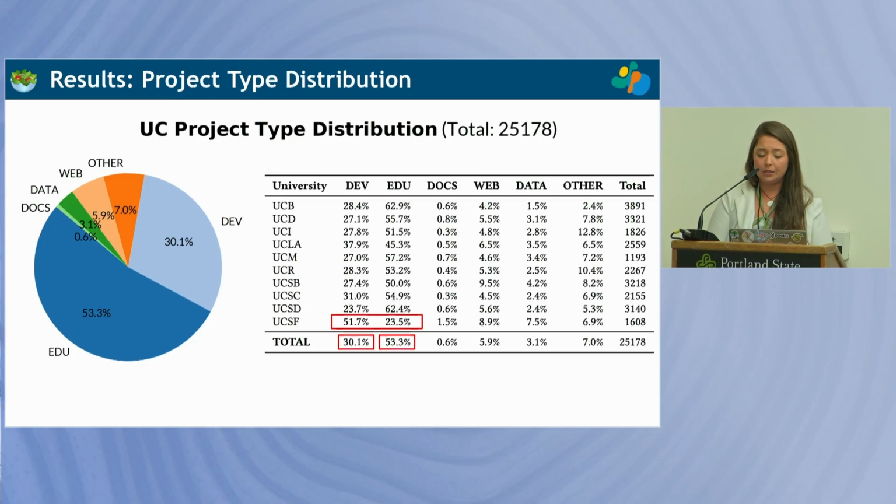My guess is it's because UCSF, I think, is the only one of the 10 campuses that does not have undergraduates. They only have a graduate program. So it's very likely that most of the work that happens in GitHub is actually research related and not necessarily instructional.